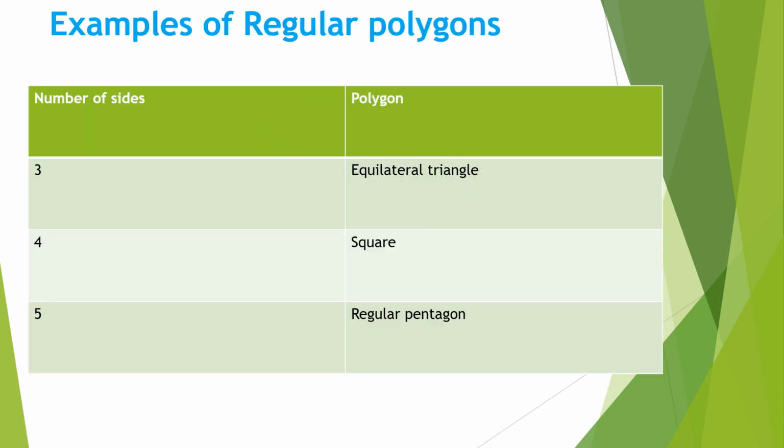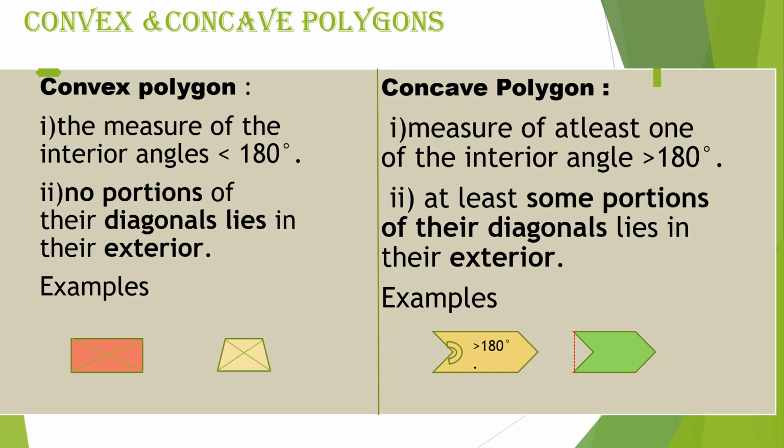Specifying the examples of regular polygons, we can take for 3 sides, the equilateral triangle is the regular polygon. For 4 sides we have a square, and for 5 sides we have a regular pentagon. Similarly, we can continue for other regular polygons, regular hexagon, regular heptagon, and so on.